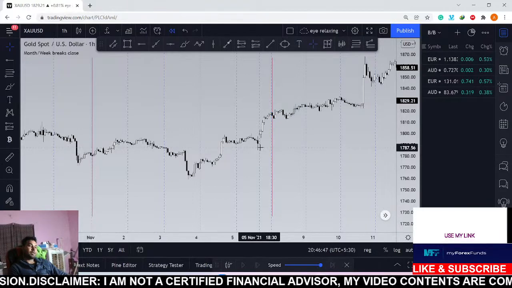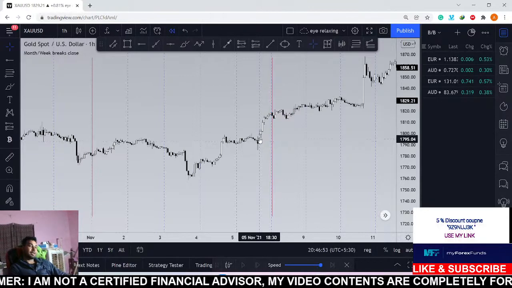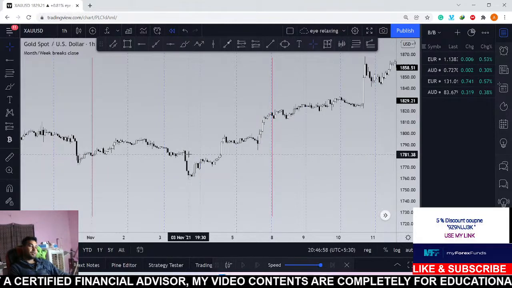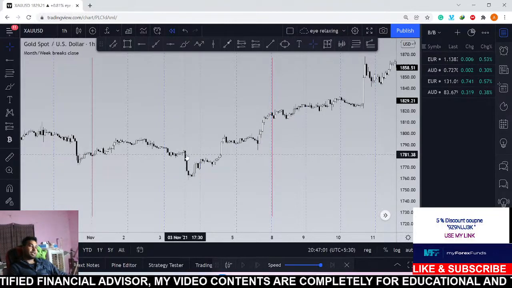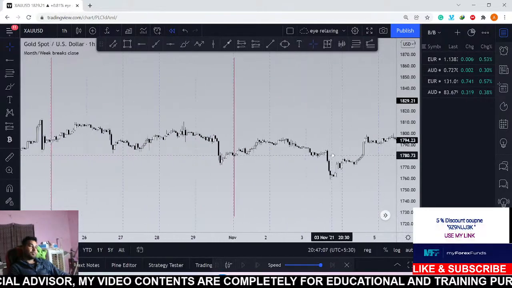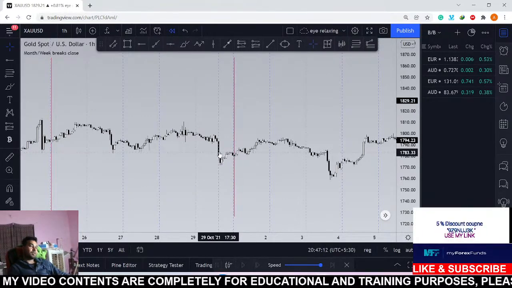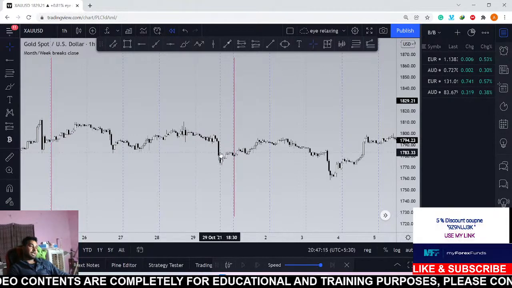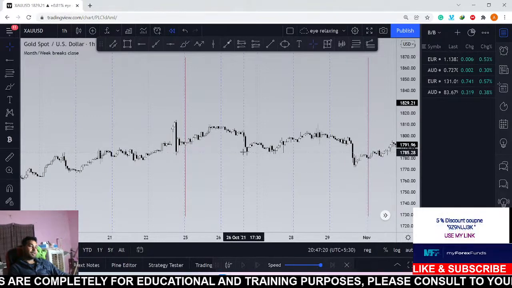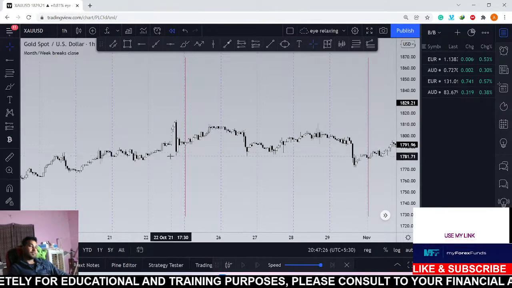See, 1830. Look at my x-axis. Sorry, x-axis. 1830, here. Look at the chart. It started at 1730. Look at 1830, a big drop. 1730 is the pre-market move, the pre-New York market move. Then at 1830, you can see the big move.